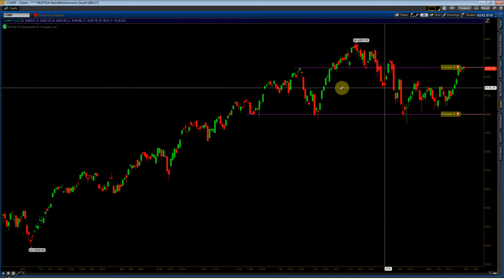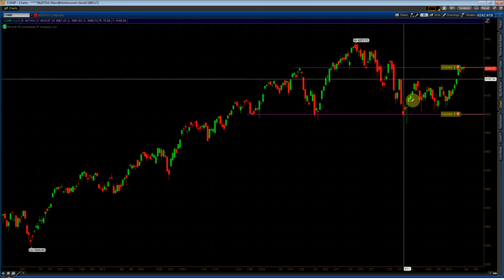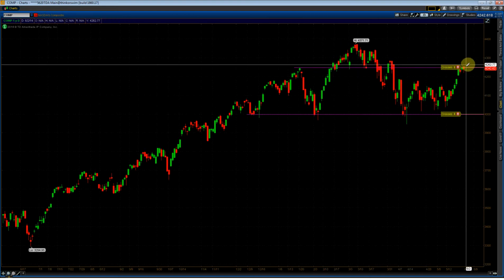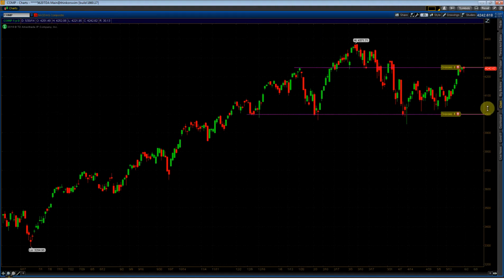Now remember, this pattern is called a head and shoulders, but the head and shoulders is not a confirmed pattern until the failure of the neckline, which would actually be this bottom line down here.